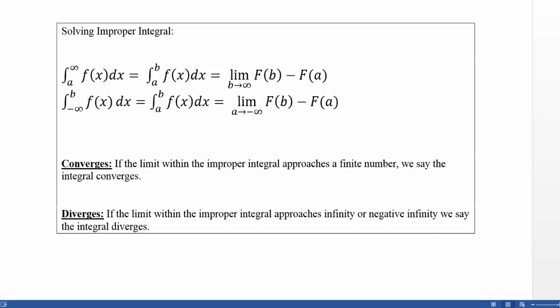So if, when we take that limit, the value approaches a finite number, then we say the integral converges. If, however, when we take the limit, the number gets really, really big in the positive or negative direction, hence going to positive or negative infinity, then we say that the integral diverges. Either of these things could happen, so we need to be careful about our analysis. Let's practice some of these.